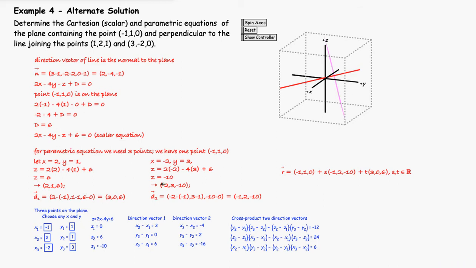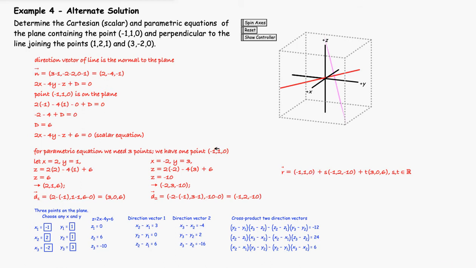The direction vector from this point to this point would become negative 1 to negative 2 is minus 1. 1 to 3 is plus 2. 0 to negative 10 is minus 10. So the direction vector there would be negative 1, 2, negative 10. Now I have my two direction vectors. And I want to come over here and write, well, right over here I am writing, it did say parametric, but I'm writing a vector equation here.